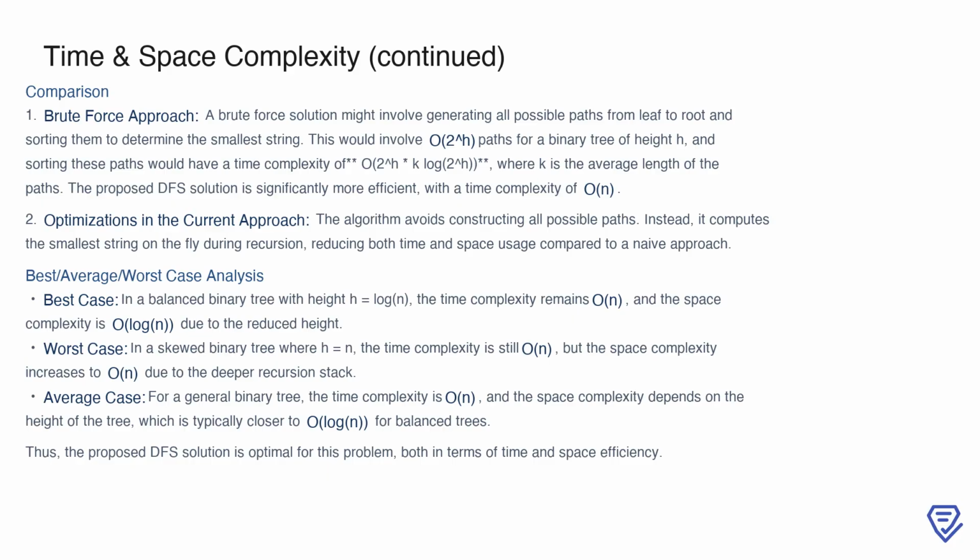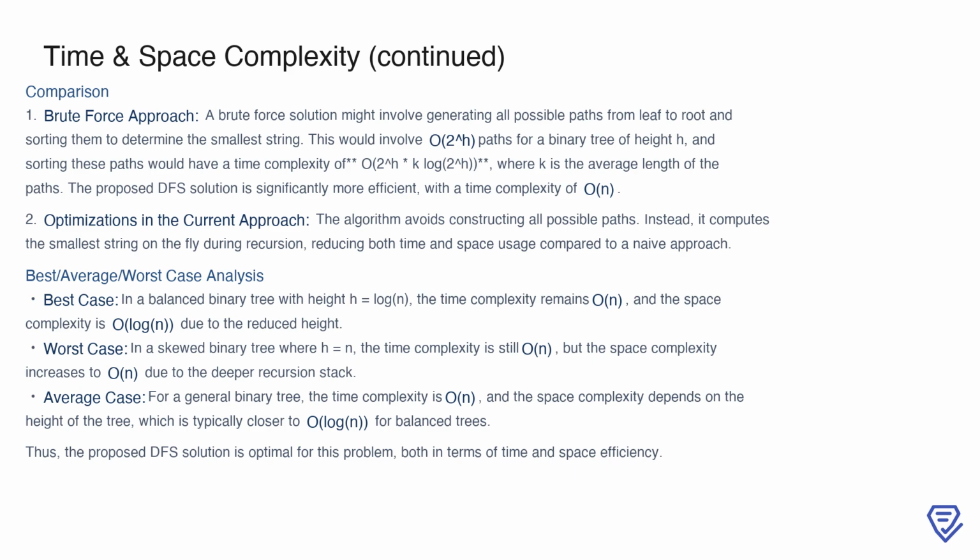For a binary tree of height h, this would involve generating O(2^h) paths. Sorting these paths would add a time complexity of O(2^h * k log 2^h), where k is the average path length. In contrast, the DFS approach avoids generating all paths and computes the smallest string directly during the traversal. This optimization keeps the time complexity at O(n) and significantly reduces space usage.